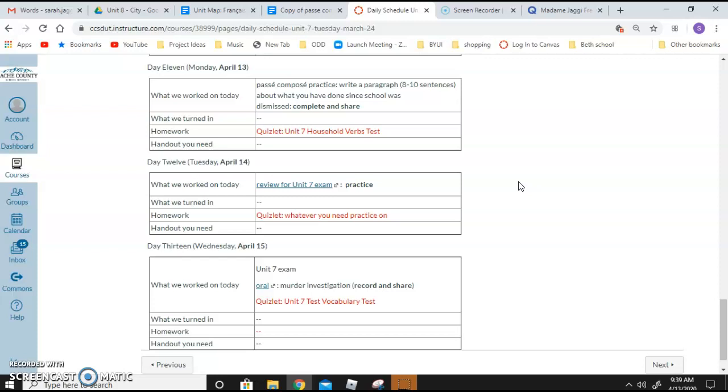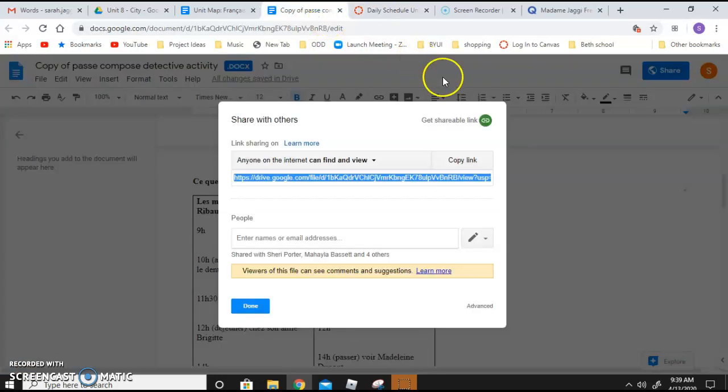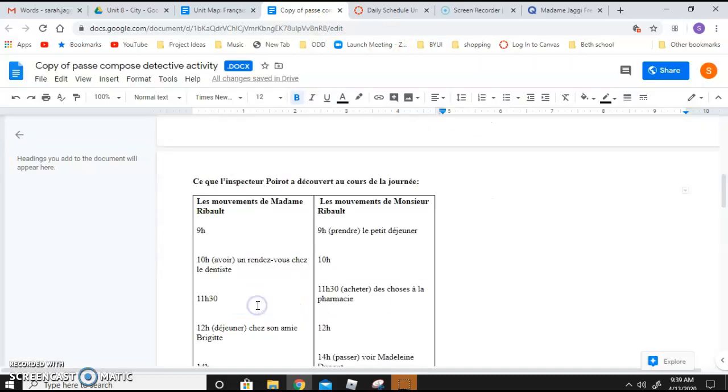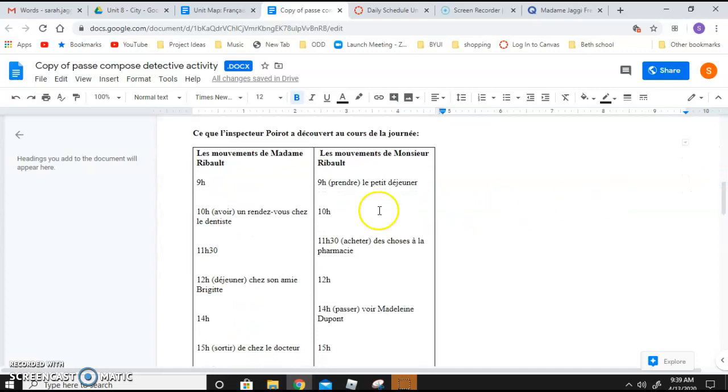The first one is an oral, and you're going to talk about a murder. So what you're going to do is choose to be either Madame Ribot or Monsieur Ribot, and you're going to talk about and ask about what happened during that day. If the time is blank, so I'm going to choose to be Madame Ribot, for example. If the time is blank, I'm going to ask what she did at that time.